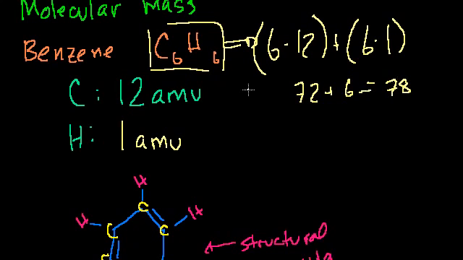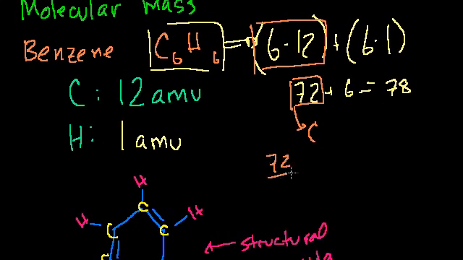Now, what if someone said, what percent of benzene is carbon? Well, then you say, okay, this is the piece that's carbon right here. The carbon piece of benzene is 72 atomic mass units. That's carbon. So what percentage of benzene is carbon? It's 72 over 78, because the whole thing is 78. So it's 72 over 78. And what does that equal?